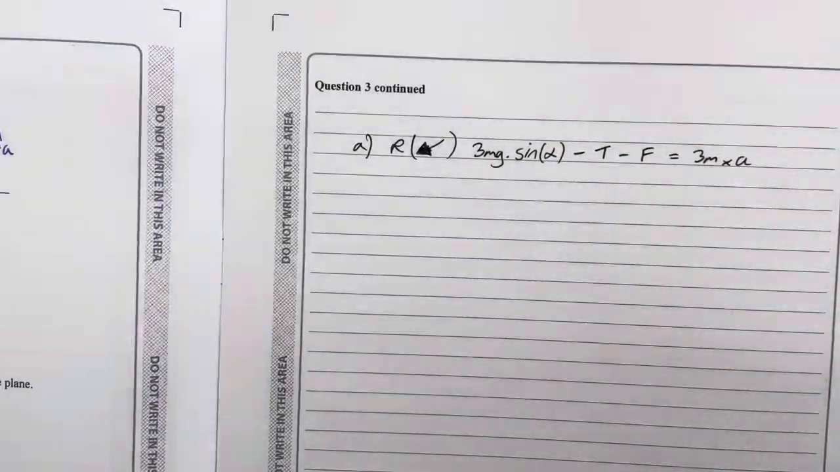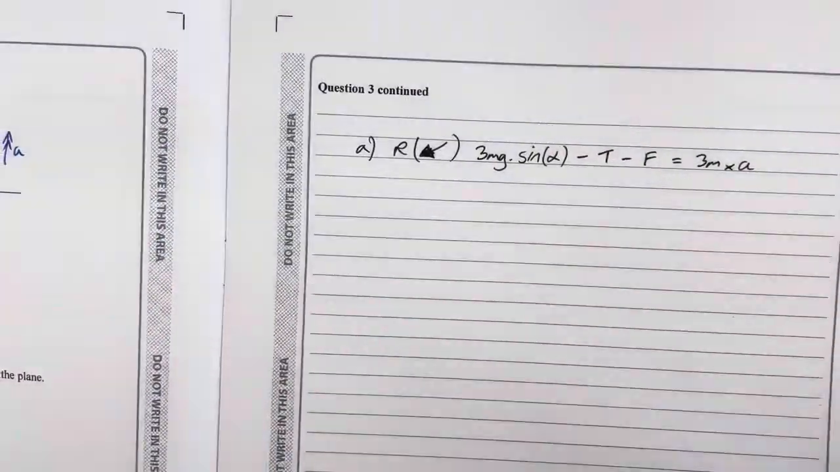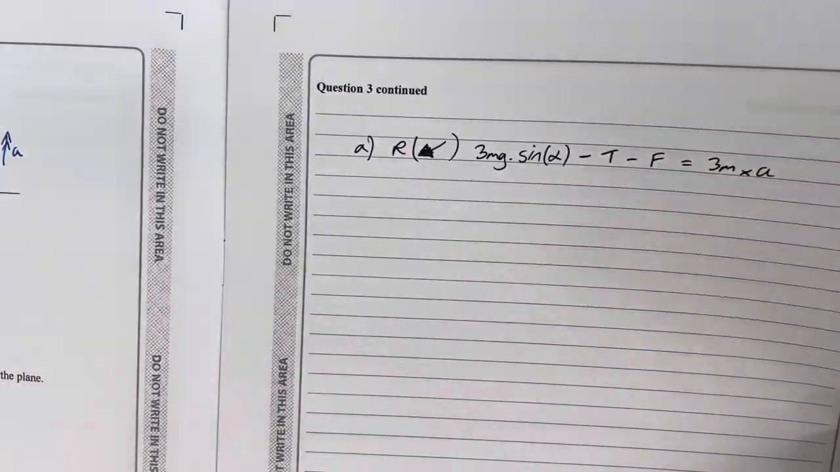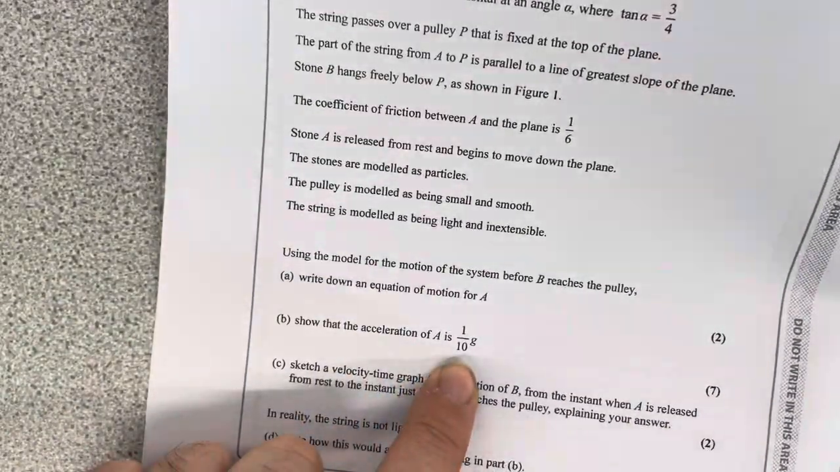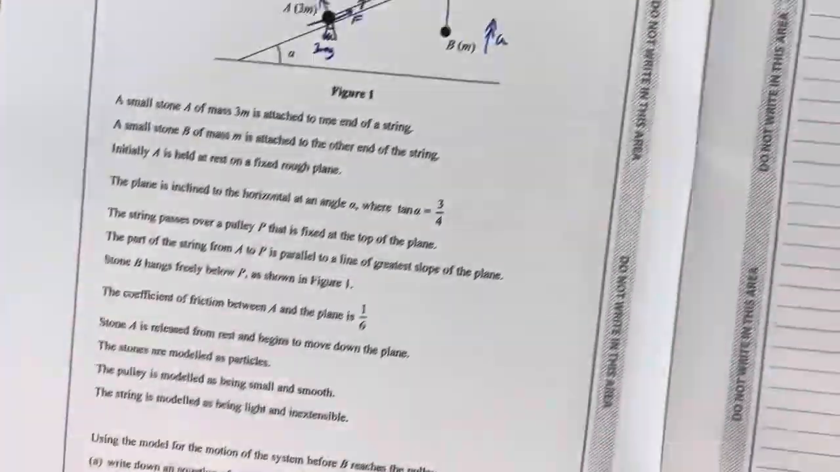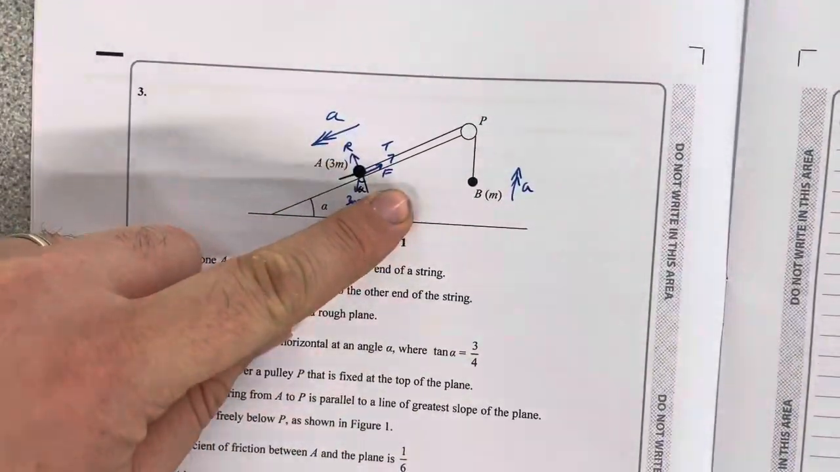Okay, I think that's probably about right for 2 marks. I don't think you'd need to do F in terms of R, but I'm sure that'll come in the next part of the question. Okay, part B. Show that the acceleration of A is a 10th g. So this is where I now need to consider what F actually is.